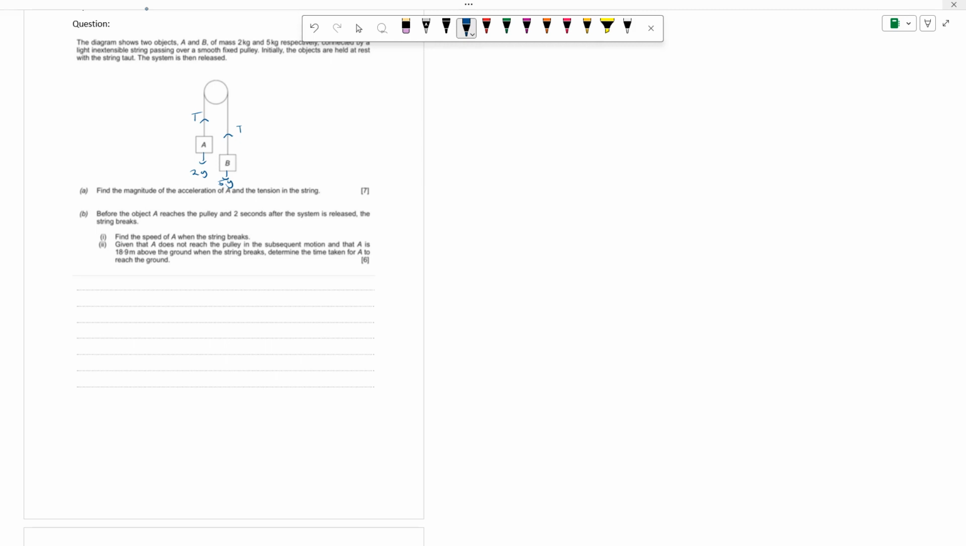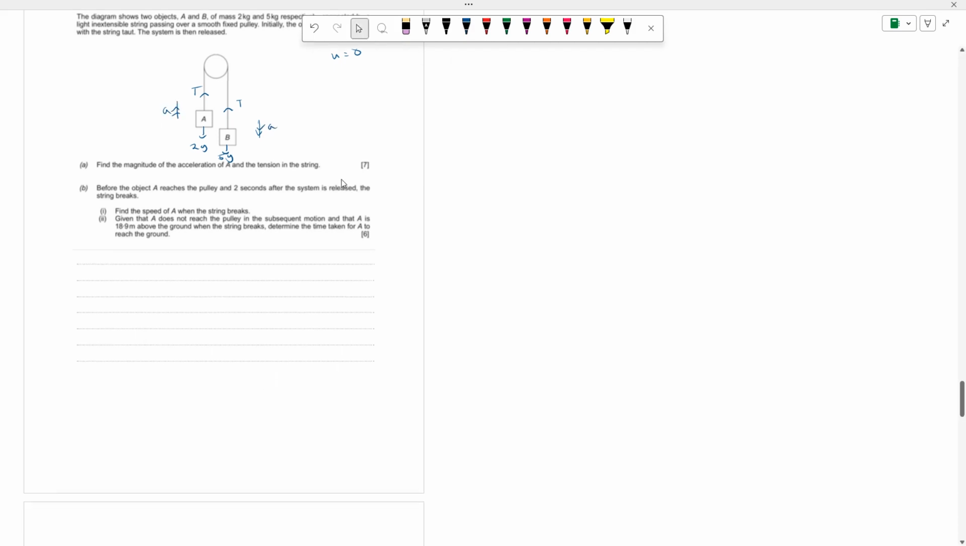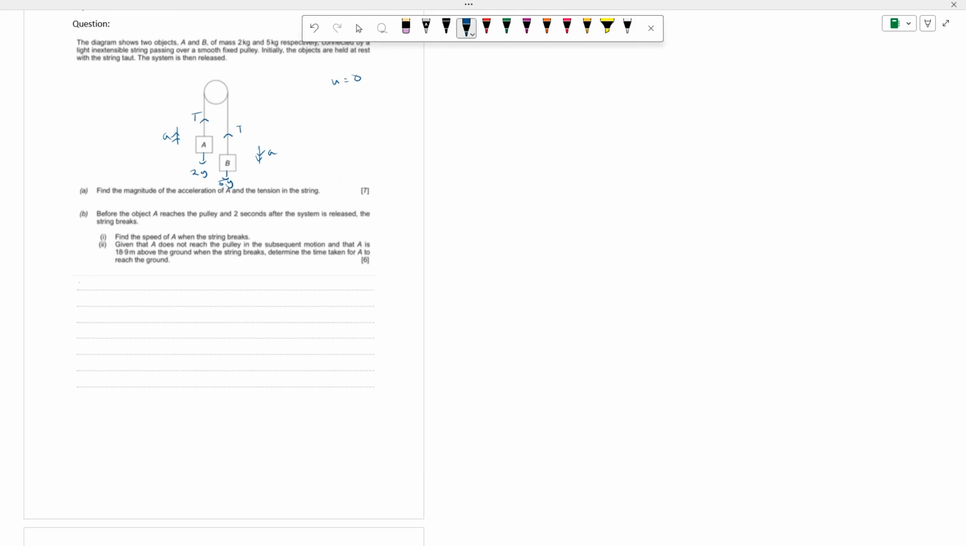Initially it's held at rest, so initially u is 0, and then the system is released. So let's think logically what's going to happen. When I let go, the B is going to move down. It's the heavier one. This is going to move down, which means this is going to have to move up, if they're connected. So part A, find the magnitude of the acceleration of A and the tension in the string.